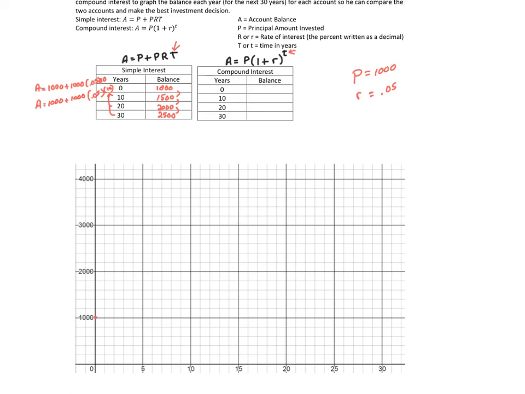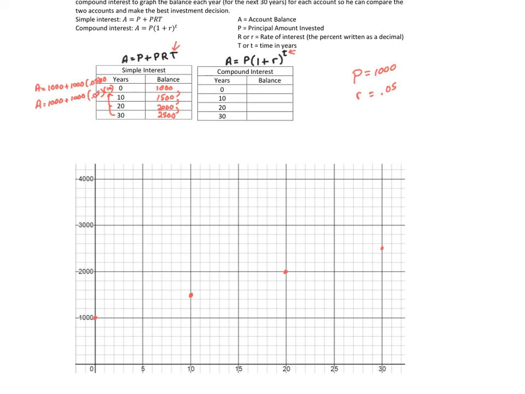So here's our original 1,000. So 10 years, 1,500. It's going to be right there. 20 years, 2,000. Straight line? I think so. 30 years, 2,500. 2,500 is going to be right there.